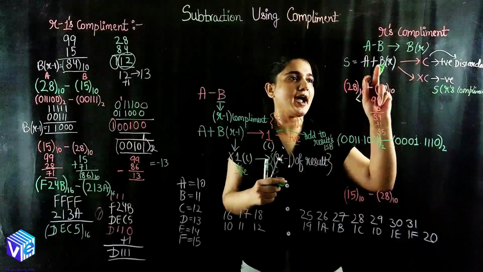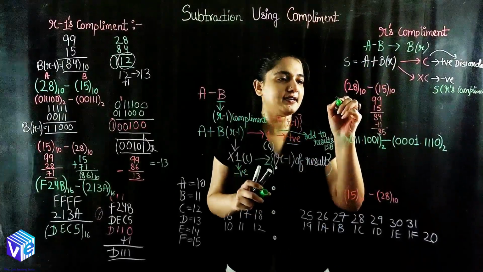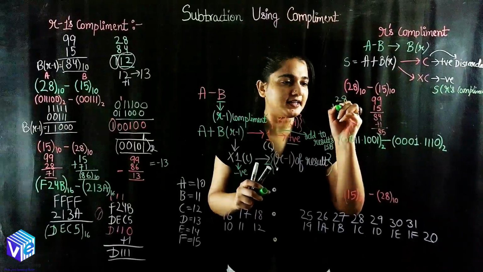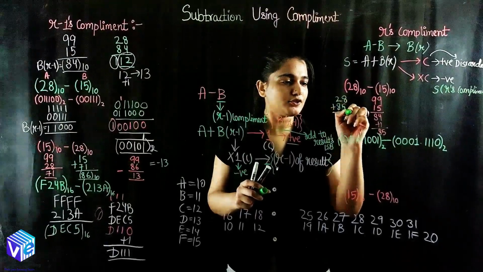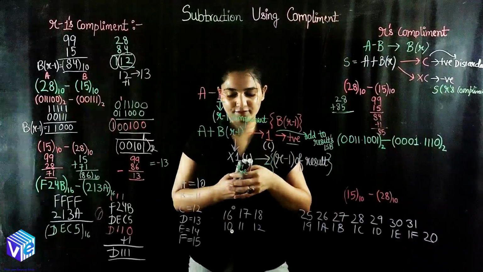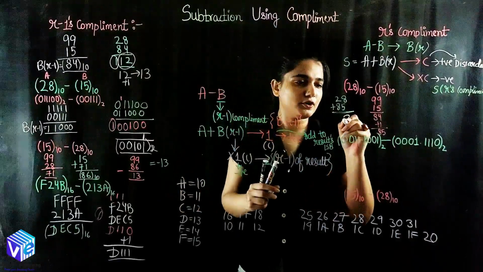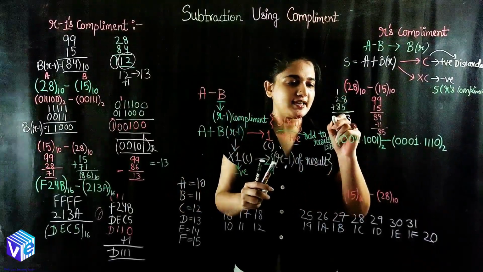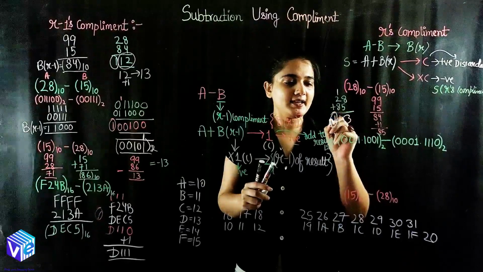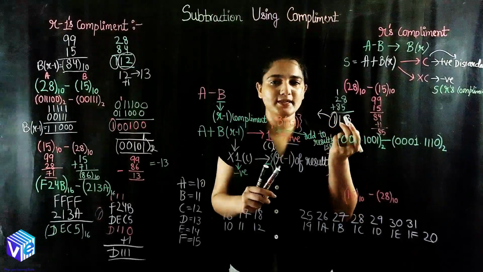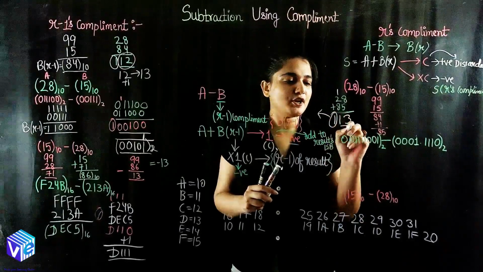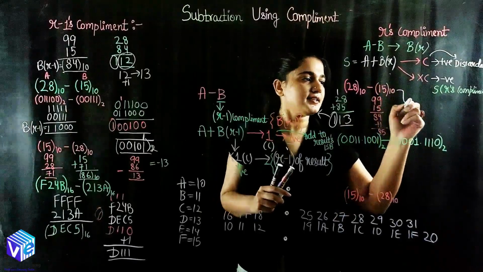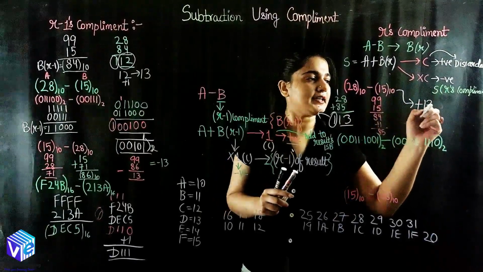Now I have to add a plus br. So 28 plus 85. So what will be the answer? 8 plus 5 is 13, we know. 8 plus 2 is 10, and 11. So this is my carry. So carry is there, which means the answer is positive. What is the answer? The answer is positive 13.